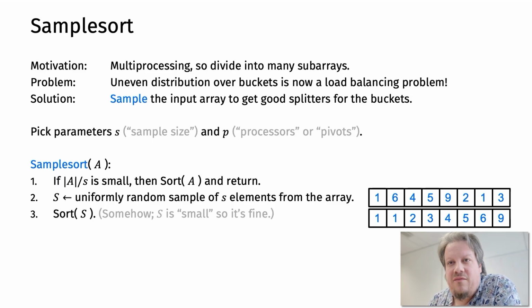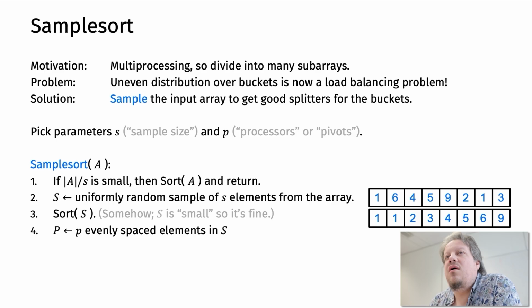So now we have a sample of the array, and we've sorted it, and now what we're going to do is pick P of them, evenly spaced in this sorted array, so that might be, for example, the 2 and the 5. And now the idea is that these are statistically probably pretty good splitters that are going to give us probably pretty even buckets. So that's what we do.